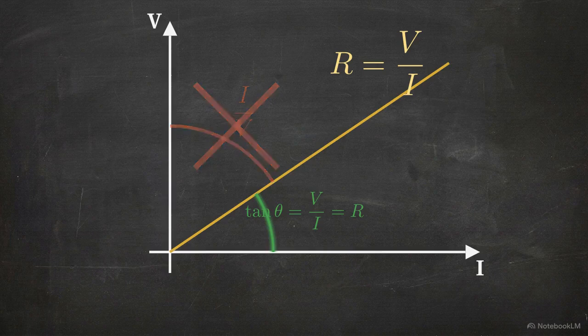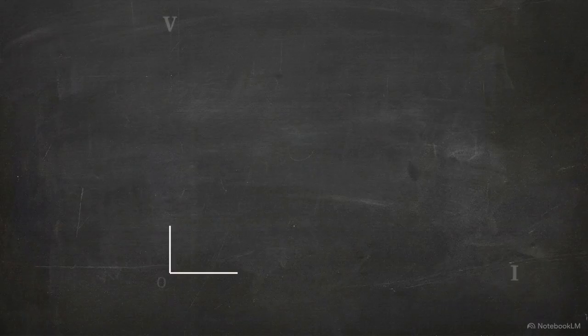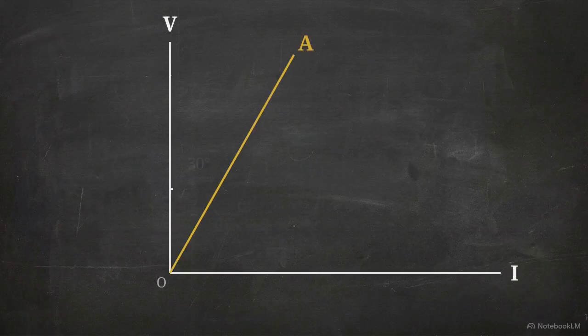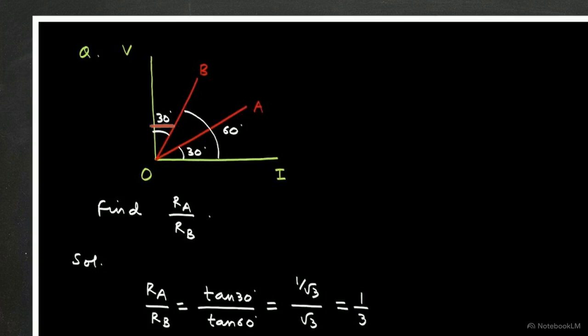To find the true resistance, we determine the angles relative to the horizontal I-axis. For line A, the angle is given directly as 60 degrees. For line B, we take the 90-degree quadrant, subtract the 30-degree offset from the V-axis, and find its true angle is also 60. Wait, let's look closer at the notation. Line A is 30 degrees from the vertical, making it 60 degrees from the horizontal. Line B is clearly marked as 30 degrees from the horizontal.